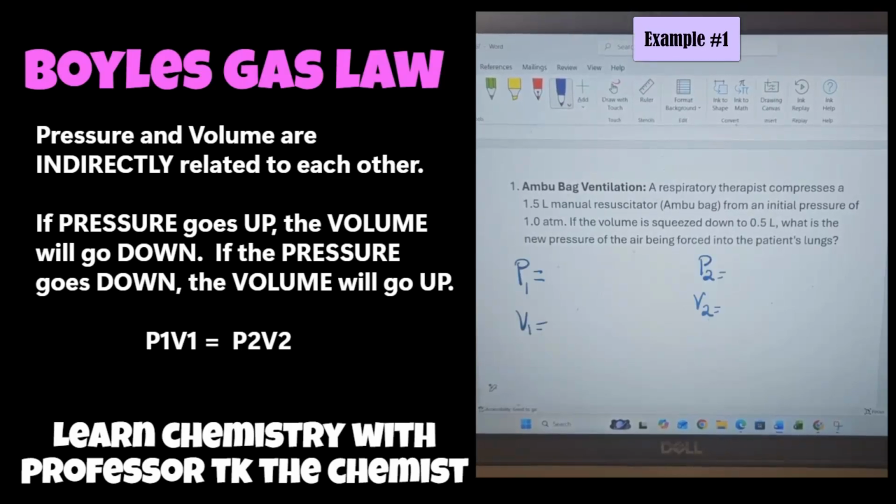It says a respiratory therapist compresses a 1.5 liter manual resuscitator from an initial pressure of 1.0 atm. If the volume is squeezed down to 0.5 liters, what is the new pressure of the air being forced into the patient's lungs?